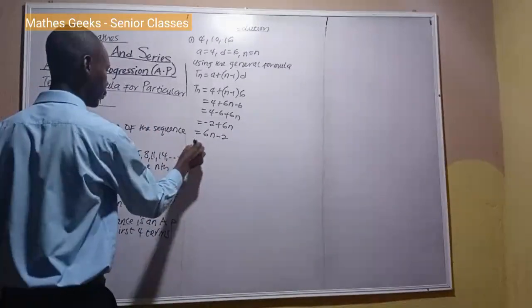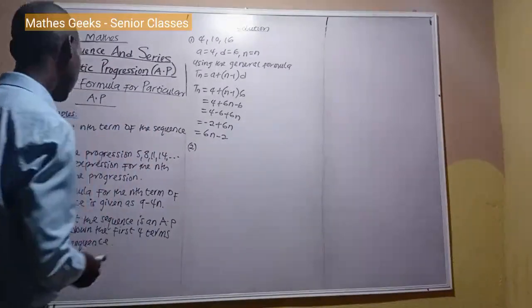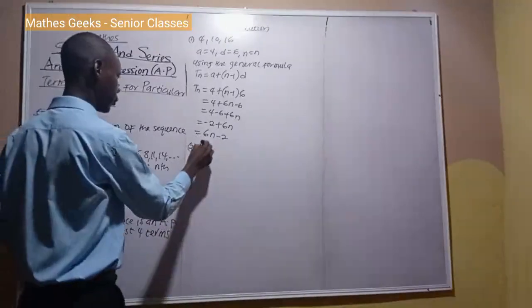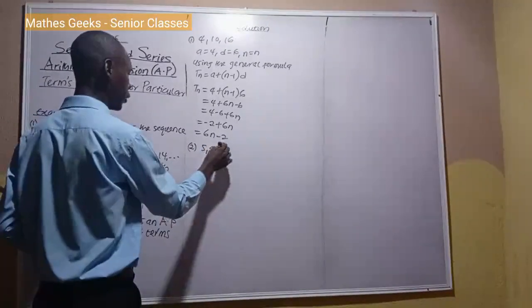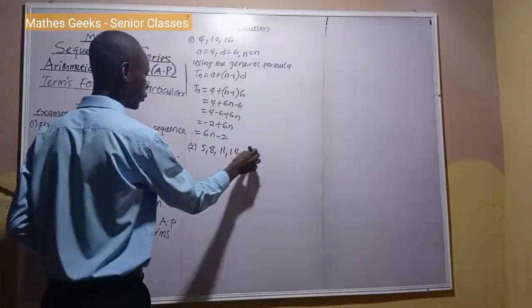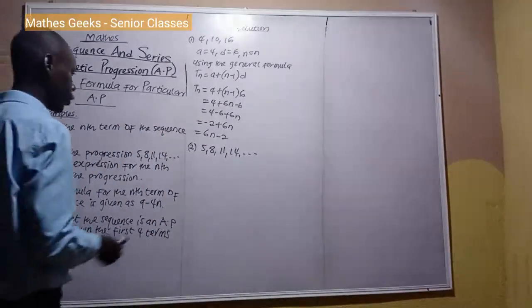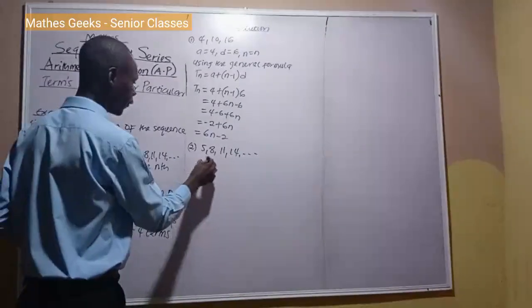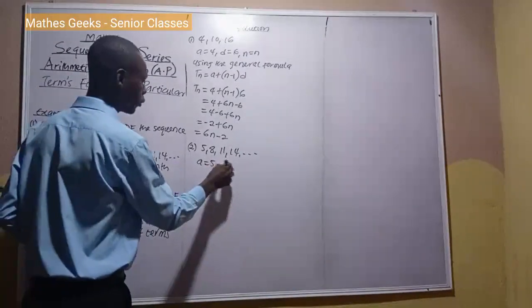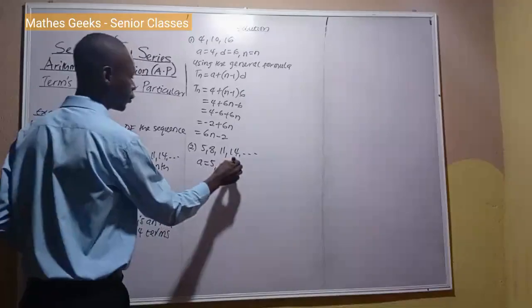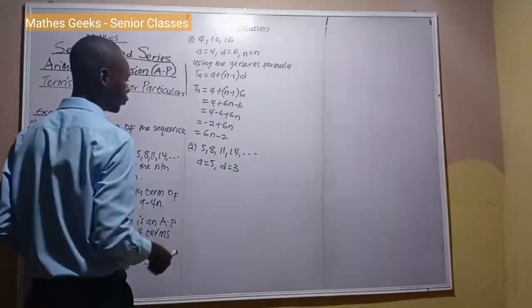Number 2. Given the progression 5, 8, 11, 14, find the expression for the nth term of the progression. So here the first term is 5. Common difference is 8 minus 5, which is 3. 11 minus 8 is 3.